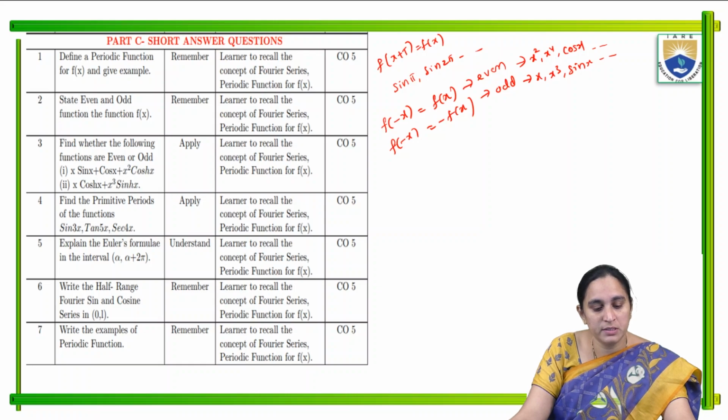Next, third one, find whether the following functions are even or odd. That is the first question, x into sin x plus cos x plus x square into cos hx.